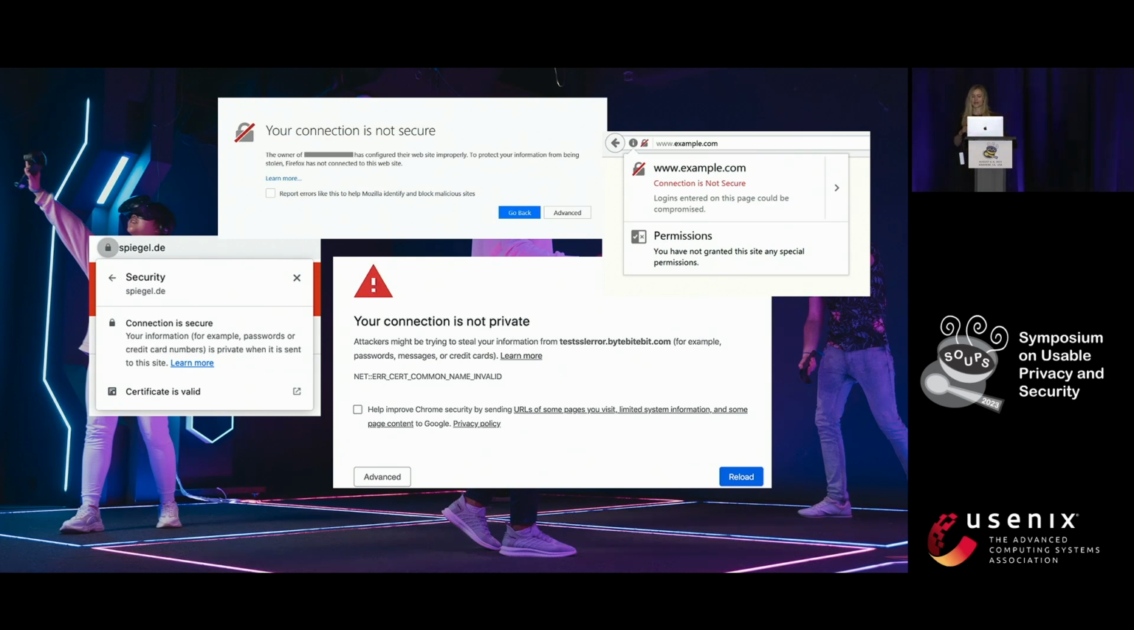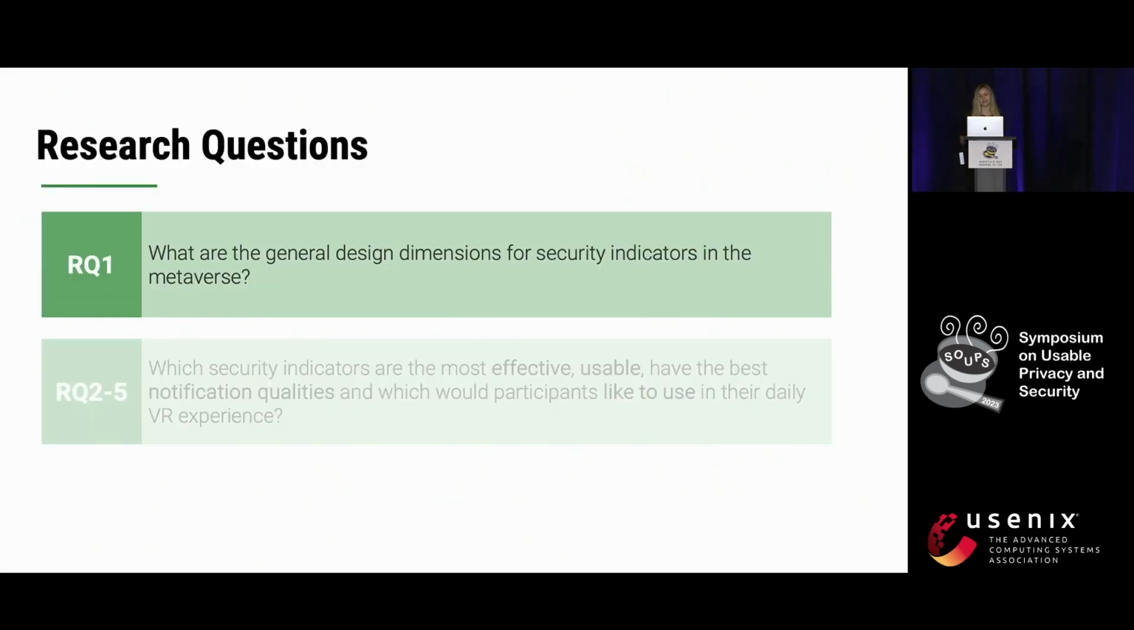Now the big question arises, how can we integrate such security features right from the beginning into the metaverse and not just as an afterthought? For this reason, we investigated the following two research questions. So first, before being able to implement security indicators at all, we first need to understand what they can look like. For this reason, we asked, what are the general design dimensions for security indicators in the metaverse?